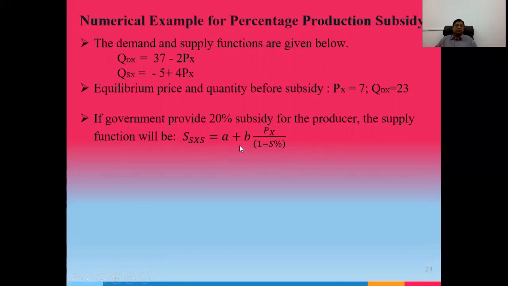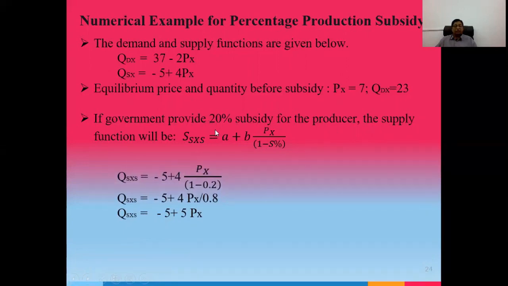We can get price after subsidy by adding subsidy to the initial price of the product. This is the way we get the supply curve equation after subsidy. By substituting numerical values for our previous demand and supply curves, we will get equilibrium price and quantity after subsidy.